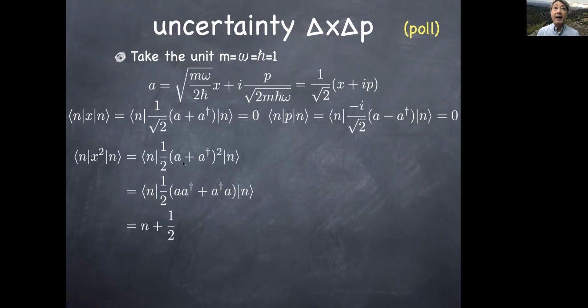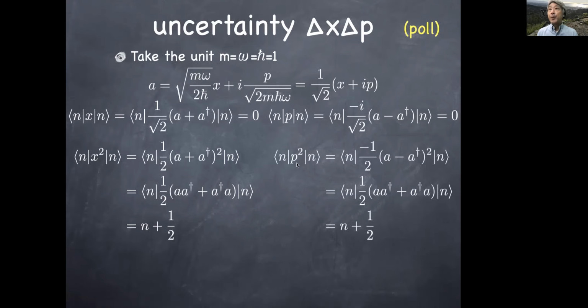Whenever I have aa, that changes the number n by 2 units, so the state will be orthogonal to n on the bra. a dagger twice would change n to n plus 2, that's also orthogonal to the bra n. So the only pieces I should keep are those with one a and one a dagger, but in two possible orders. Then I use the commutation relation to rewrite a a dagger as a dagger a plus the commutator, that's 1. So the end result is the number operator plus 1/2. So that's the expectation value of the x squared operator.